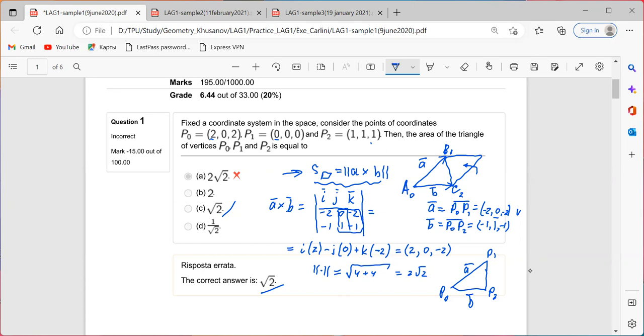Expansion of the first row means we have to multiply i by the cofactor of i. The cofactor of i will be constructed from the original determinant by ignoring our first row and first column. If you ignore the first row and first column, you obtain a determinant consisting of the elements 0, -2, 1, and -2.